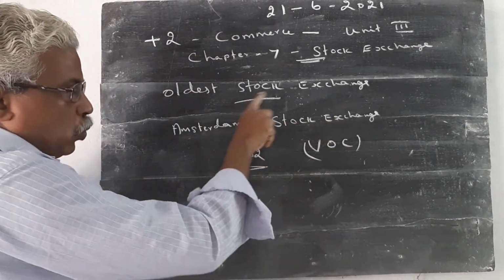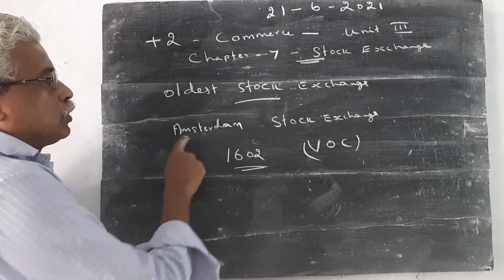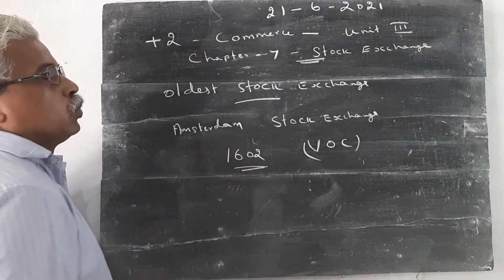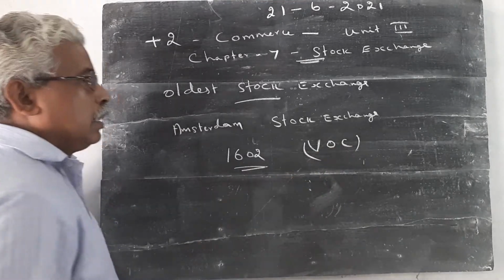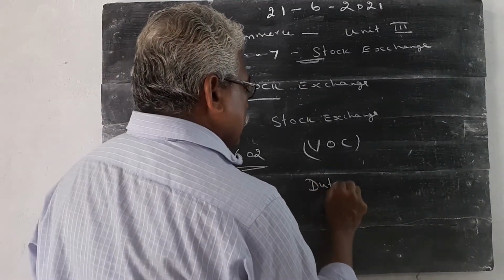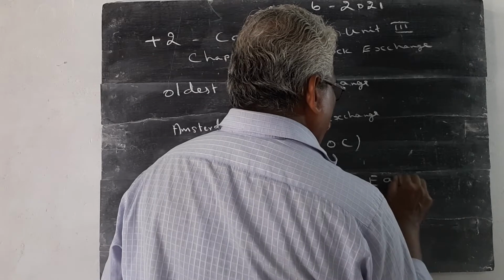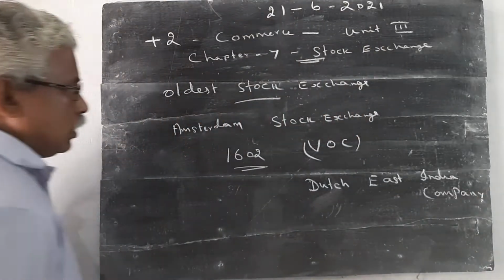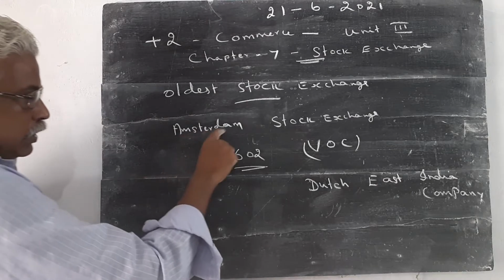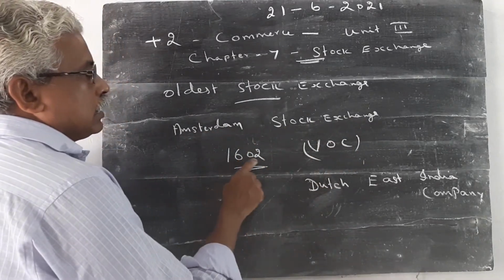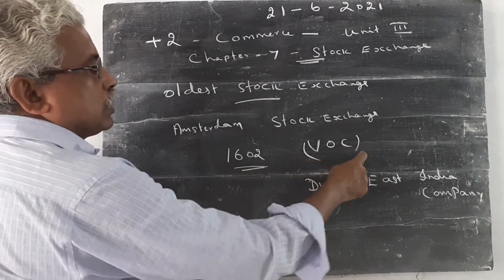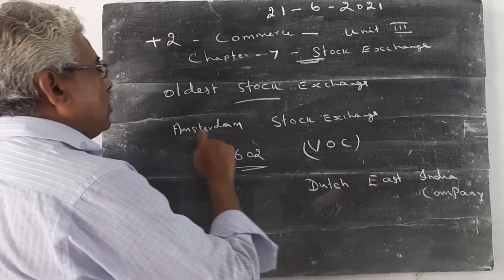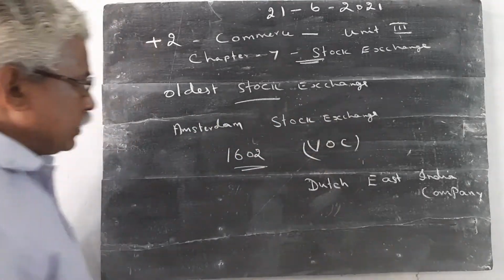Amsterdam Stock Exchange is the oldest stock exchange in the world. It was established in the year 1602. Shortly it is called as VOC. It was established by Dutch East India Company. One word question: oldest stock exchange in the world, Amsterdam Stock Exchange. Established in 1602, shortly called VOC. It is a Dutch company. So Dutch East India Company established this Amsterdam Stock Exchange, the oldest stock exchange in the world.